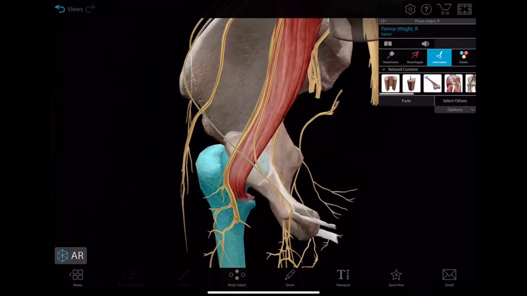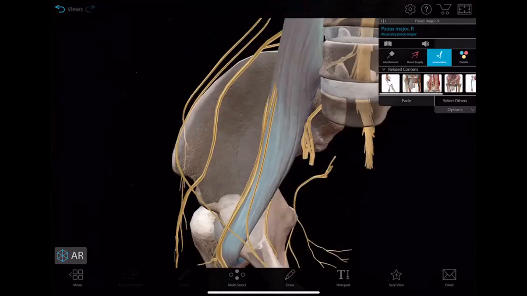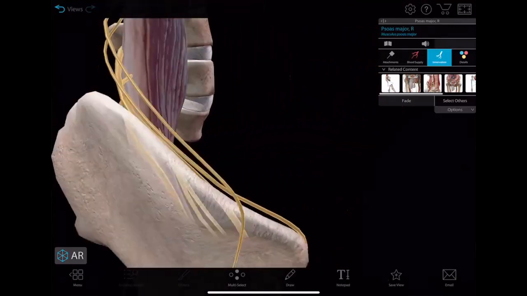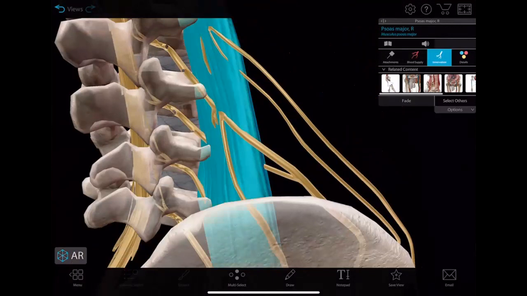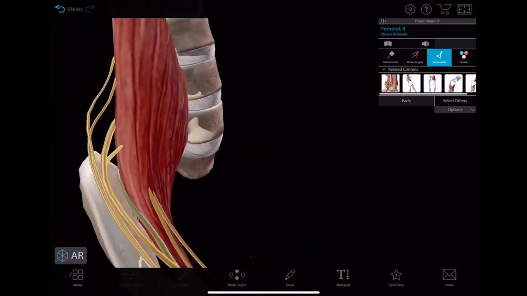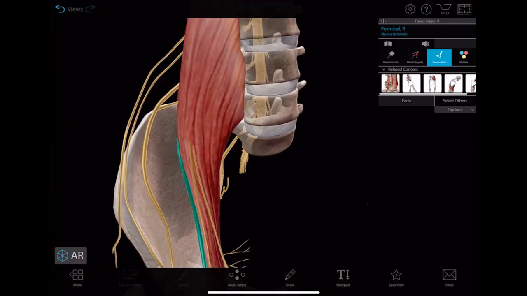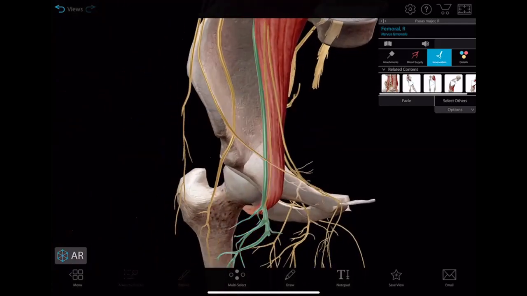This is the femoral nerve. The femoral nerve is in between psoas major and iliacus. Iliacus occupies the iliac region of the hip bone. This is psoas major. So the femoral nerve is not piercing. It is not at all piercing the psoas major muscle. It is passing between the psoas major and iliacus muscle.